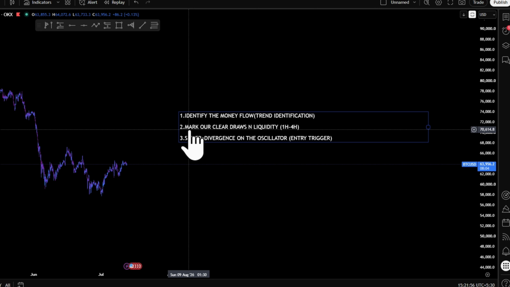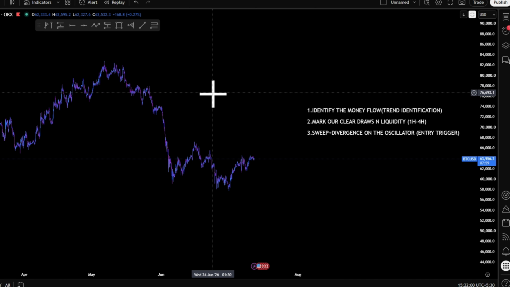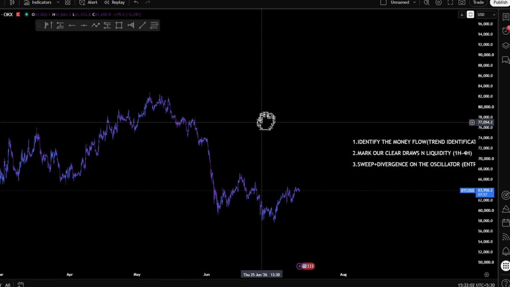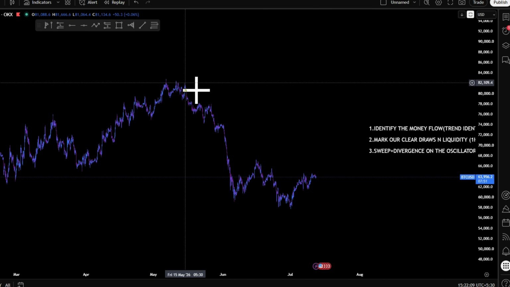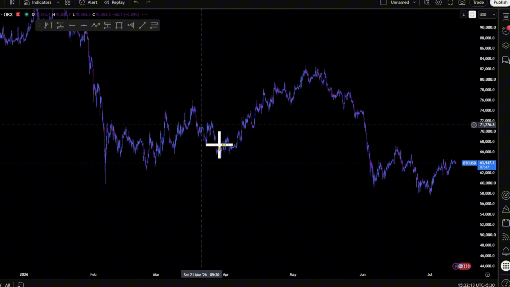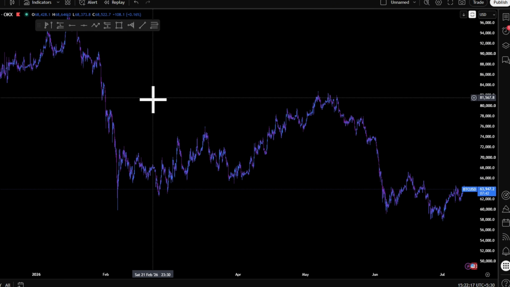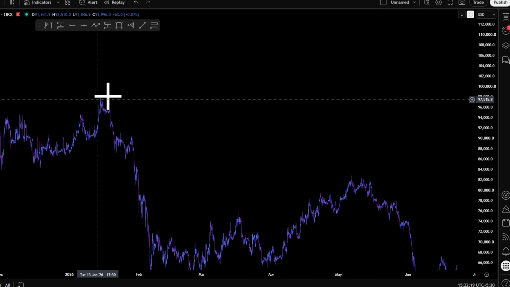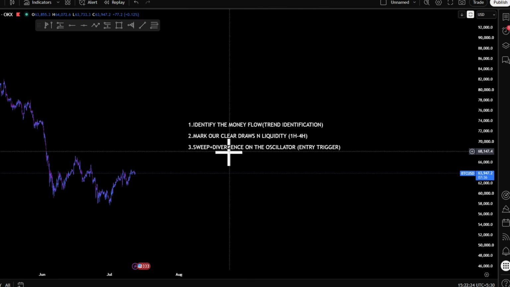Mark out clear draws on liquidity. What are clear draws on liquidity? It's pretty simple, right? There are clear highs and lows which are visible to you with your naked eyes. Like this is a clear high, so it is a draw on liquidity. This is a clear low, so it is a draw on liquidity. This is a clear high, so this is a clear draw on liquidity. Now moving on to the third step.